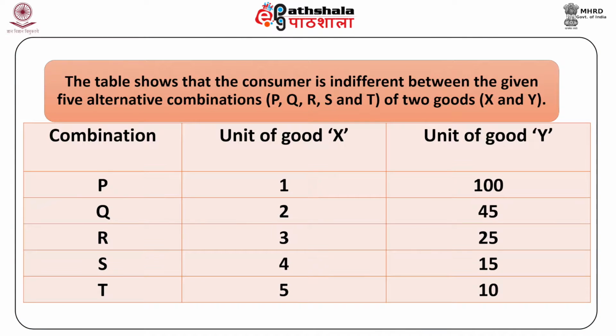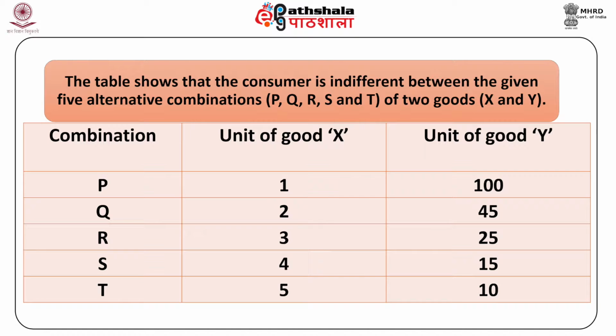Table number 1 represents combinations of units of good X and units of good Y. If he prefers combination P, then he is consuming 1 unit of good X and 100 units of Y. Combination Q, 2 units of good X and 45 units of Y. R, 3 units of X and 25 units of Y. Combination S, he consumes 4 units of X and 15 units of Y. Combination T, 5 units of good X and 10 units of good Y. The given table shows that the consumer is indifferent between the given 5 alternative combinations P, Q, R, S, T of the 2 goods X and Y.